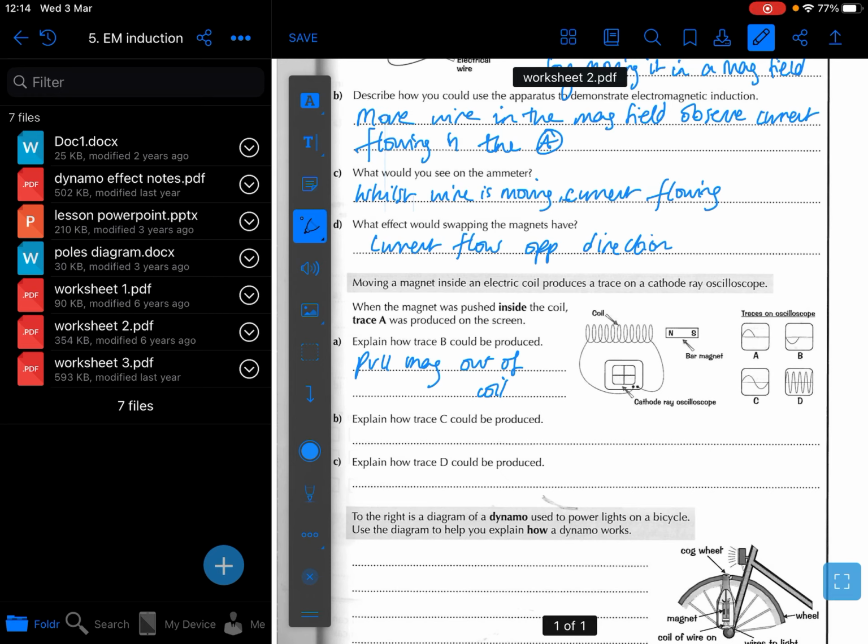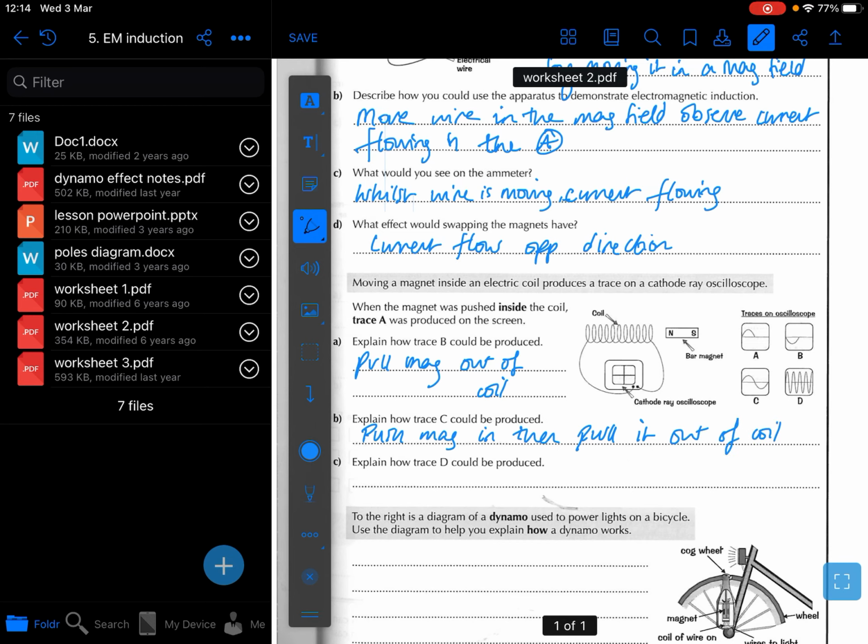Explain how trace C could be produced. Now, trace C is clearly a combination of the two above. So you're going to push the magnet in to get the top bit and then pull it out again to get the bottom. So push magnet in, then pull it out of coil.